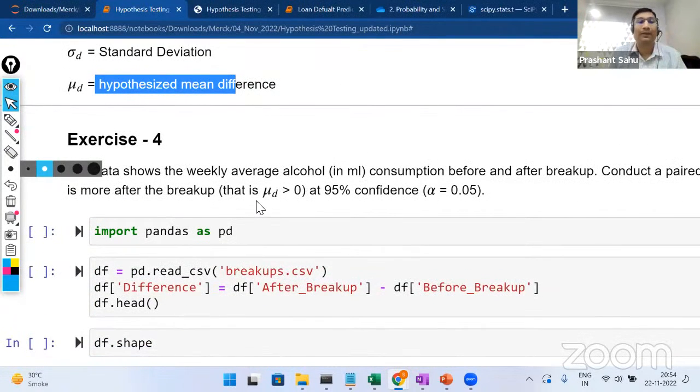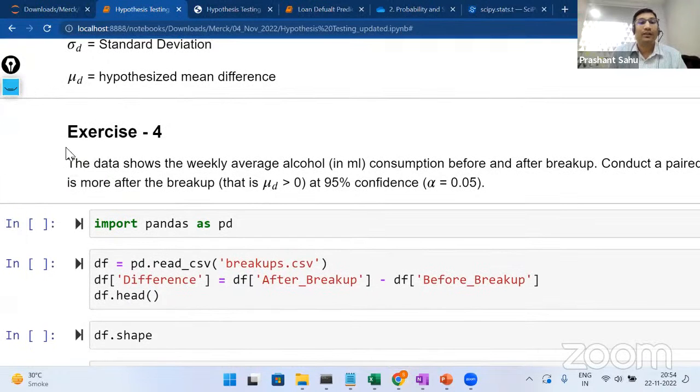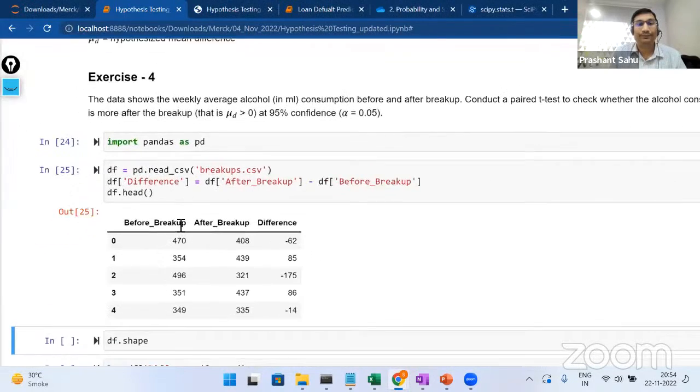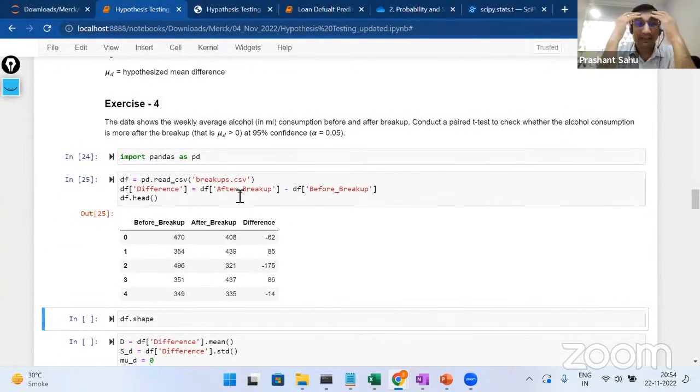So let me take a practical example and that will make sense. Where is the data? I'll just show it. Yes, I have imported that data now. Zooming out, you can see the weekly alcohol consumption in milliliters before and after the breakup. Now we have to conduct a paired sample t-test to check whether this alcohol consumption is more after the breakup. Normally, this is what people would expect. Yes or no? Yes. Let's see whether it is coming from the data as well.